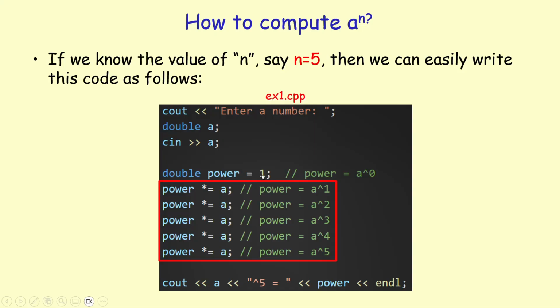Because we would like to compute a to the 5, we need to multiply power with a 5 times. So we say power multiply equal to a. Now at this point we compute a to the 1. If you multiply power with a again, power becomes a to the 2. Then we multiply power with a again, and it becomes a to the 3, and so on. After the fifth multiplication, power becomes a to the 5. This is example 1 in the example code.